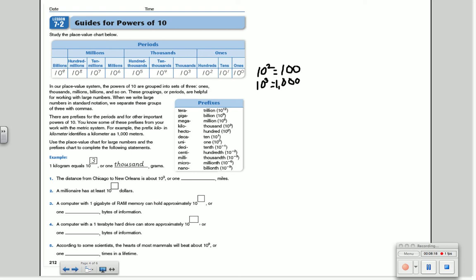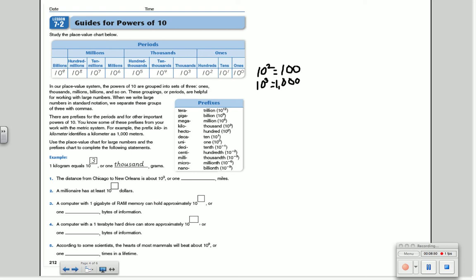In our place value system, the powers of 10 are grouped into sets of 3. Ones, thousands, millions, billions, and so on. These groupings, or periods, are helpful for working with large numbers. When we write large numbers in standard notation, we separate these groups of 3 with commas. There are prefixes for the periods and for other important powers of 10. You know some of these prefixes from your work with the metric system. For example, the prefix kilo in kilometer identifies a kilometer as 1,000 miles.